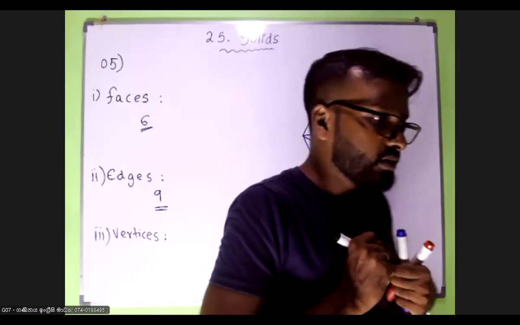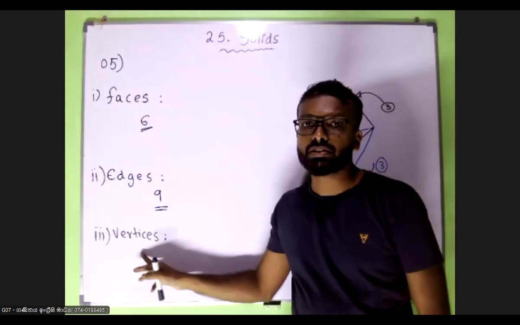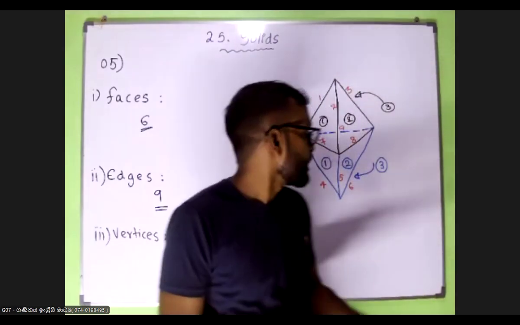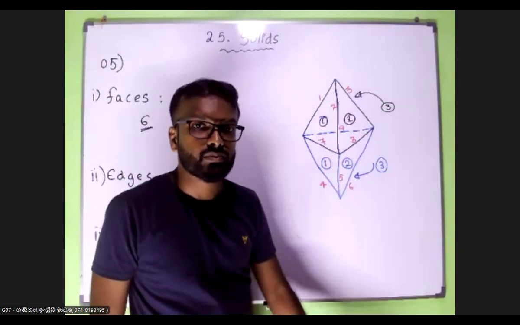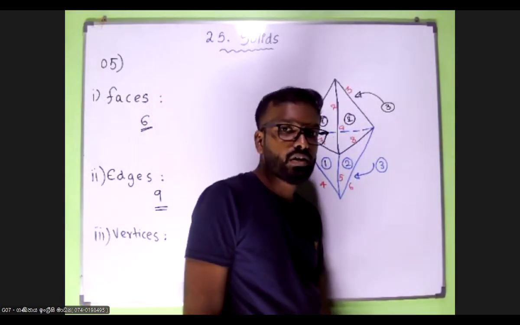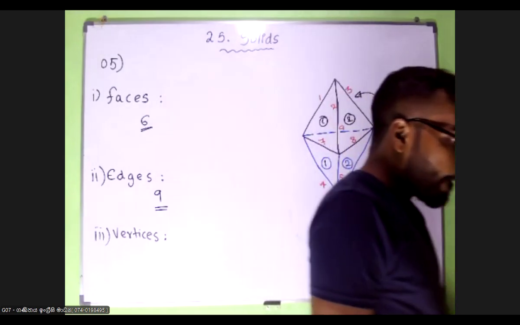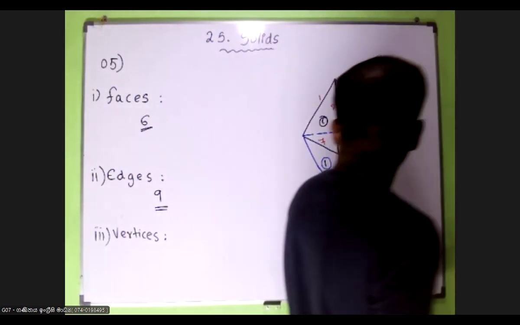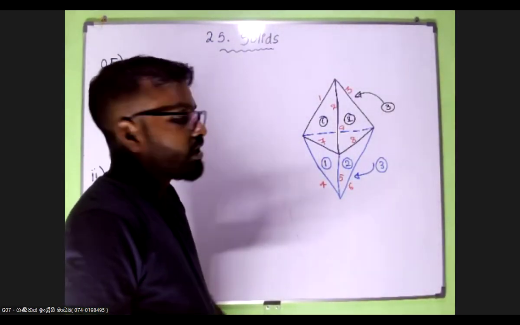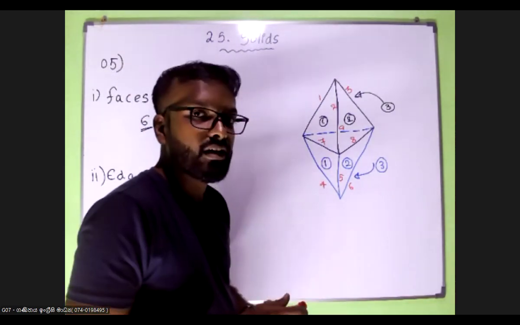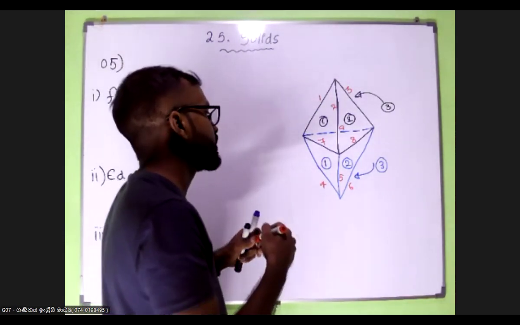Farad, can you tell me the answer for the third one? Vertices. How many vertices are there in this picture or the figure? Can you count? 5. Okay, great. Let's count how many vertices there are.